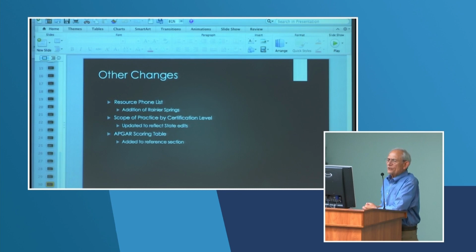This is mostly informational. We added the phone list for Rainier Springs in the resource phone list. Rainier Springs is now accepting volunteer mental health patients from EMS. But the patient has to be volunteer. It doesn't make any difference if they're on DSHS or not. It's whether they would volunteer to go to an alternative mental health facility.